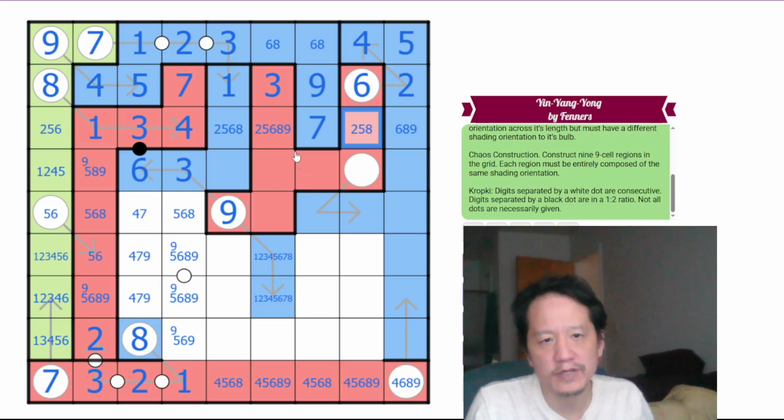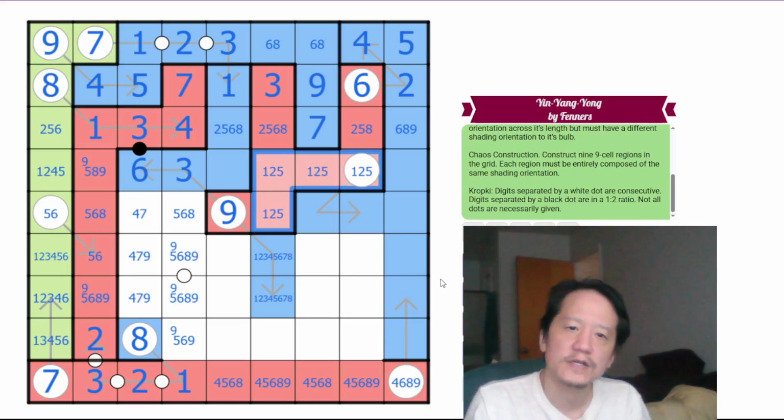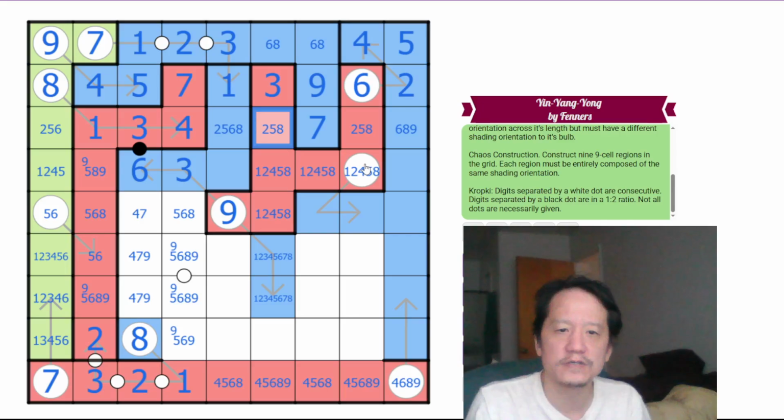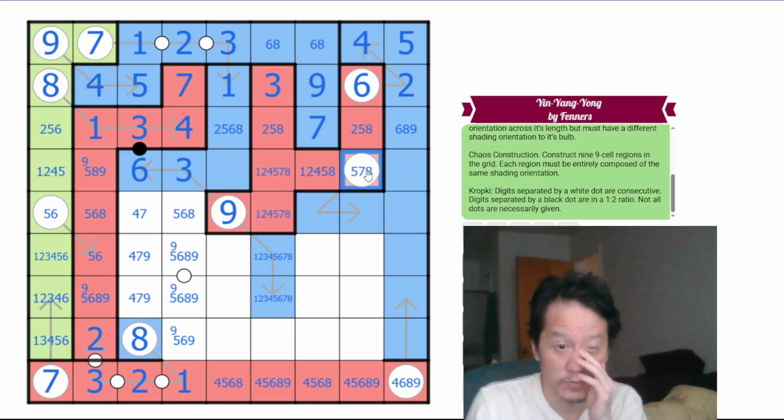This cannot be 9. This can't be 9. The rest of this is 1, 2, 5, 1, 2, 4, 5, 8. This cannot be 6. 1, 2, 7. We need a 7 also. And this can't be 7. This can't be 4. Obviously, this can't be 1 or 2. 7's one of these.